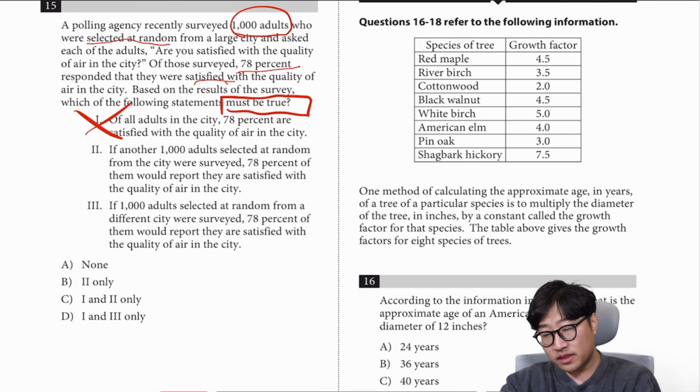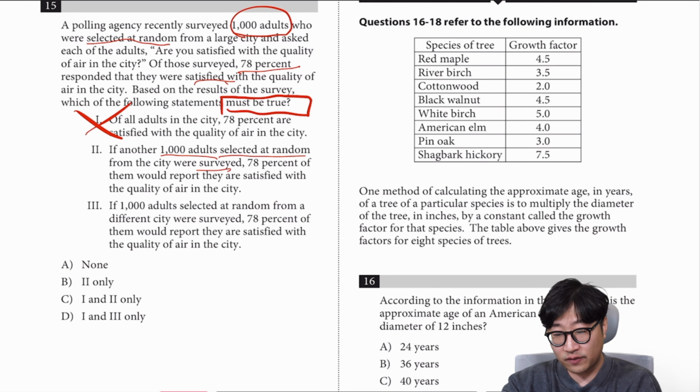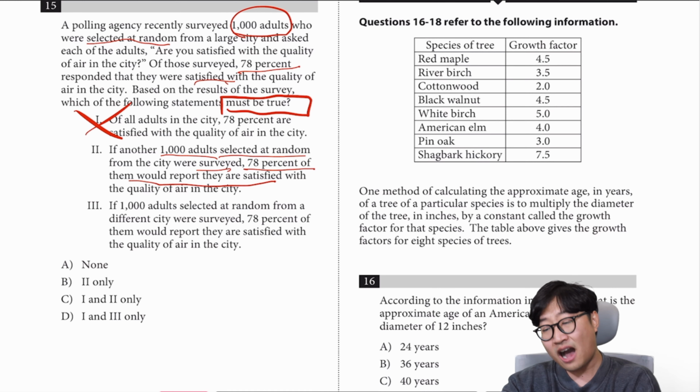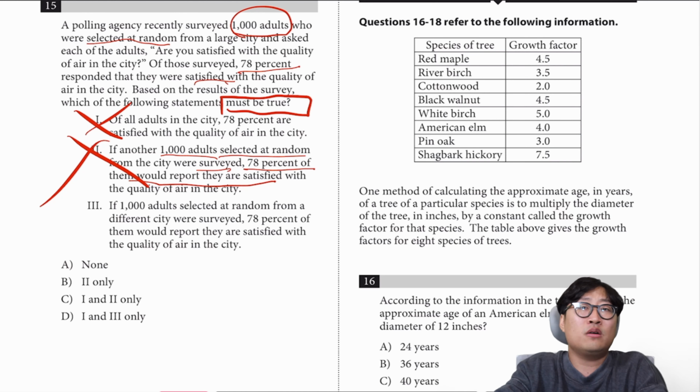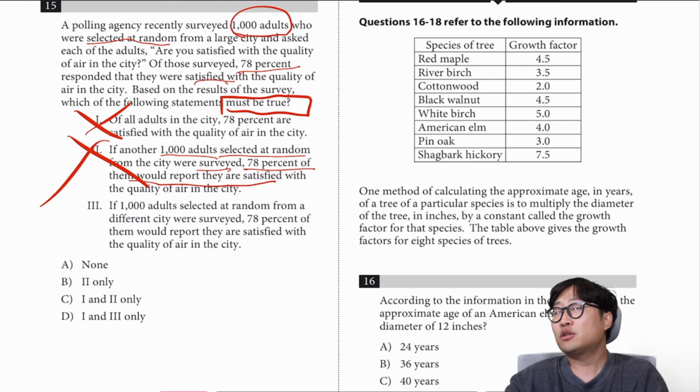Remember number 2, if another 1,000 adults selected at random were surveyed, 78% would report that they're satisfied. I don't know. Once again, God knows what the next 1,000 people are going to say. I have no idea. It doesn't have to be true. It could be true, it just doesn't have to be true.